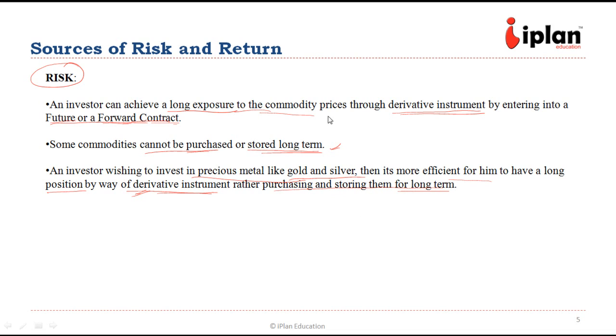At the same time, any fall in the commodity position is going to cause losses for the investor. So that is a risk associated.